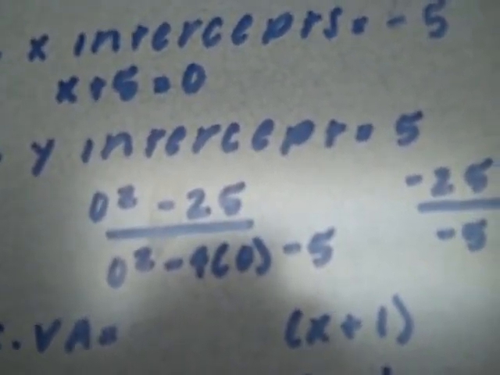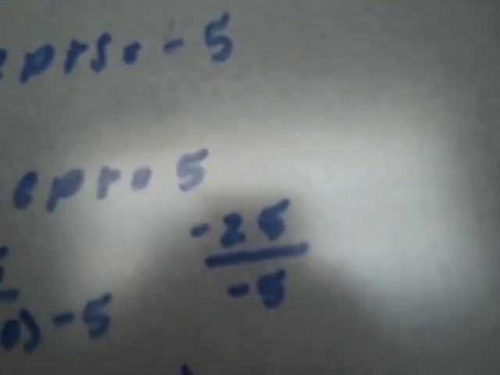For B, we have the y-intercept, and we plugged in 0 into the equation, and we got 0 squared minus 25 divided by 0 squared minus 4 times 0 minus 5. We got -25 over -5, and then we got 5.